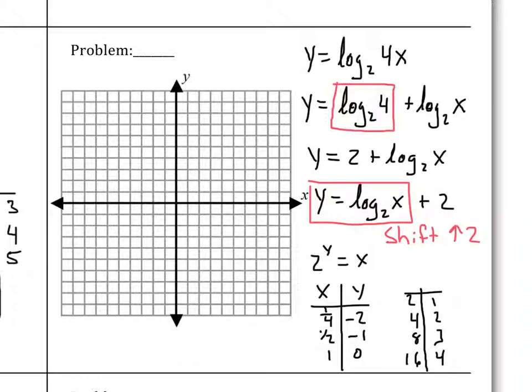Now I want to plot those points. I'm at 1/4 on the x, down 2. 1/2 on the x, down 1. 1, 0. 2, 1. 4, 2. 8, 3. But each one of those points needs to get shifted up 2. So up 2 goes here, there, there, there, and there. So our graph is this.